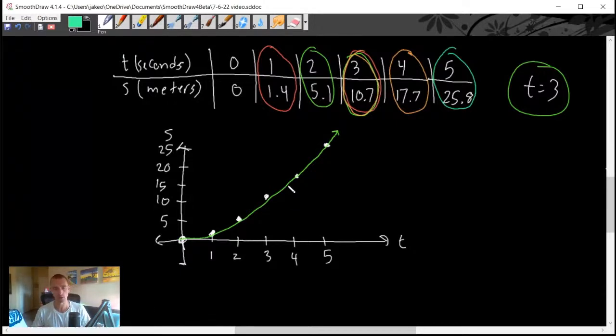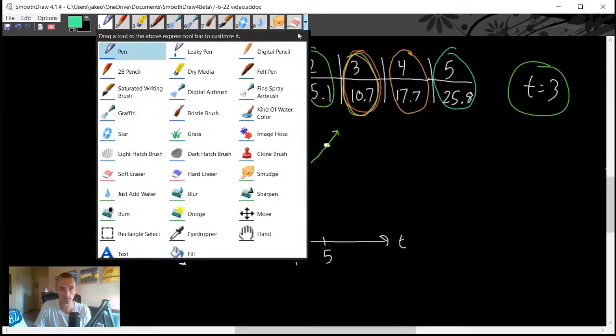How are those things related? Well, velocity is just the rate of change of position. It's just the slope of position. So if we have a graph of position here, the instantaneous velocity at t equals 3 is just the slope of the function at that point. More specifically, what we want is the slope of the tangent line of the function at that point.